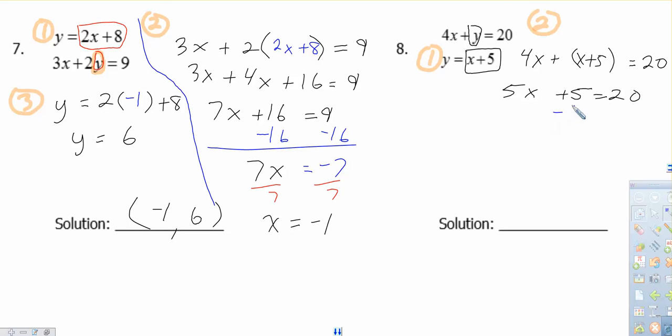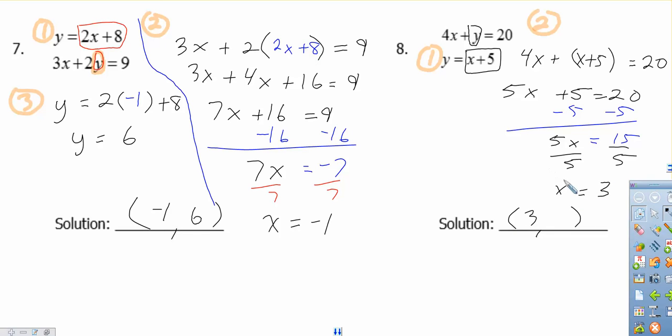Subtracting 5 from both sides, 15 equals 5x. So dividing by 5, we see that x equals 3. Again, in our solution, that's 3 comma something. Now, third step, we are going to take that value, 3, and replace it in the original equation. y equals x plus 5. So, scrap the x, put in a 3. So that tells us y equals 8. So our solution is 3 comma 8.